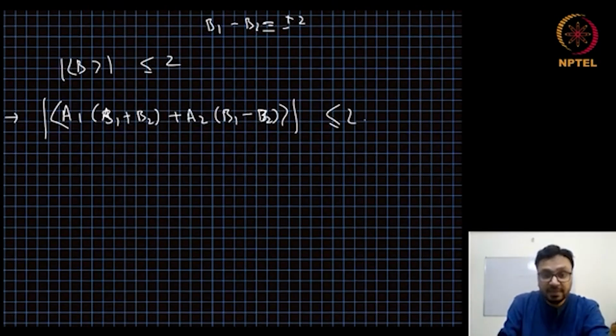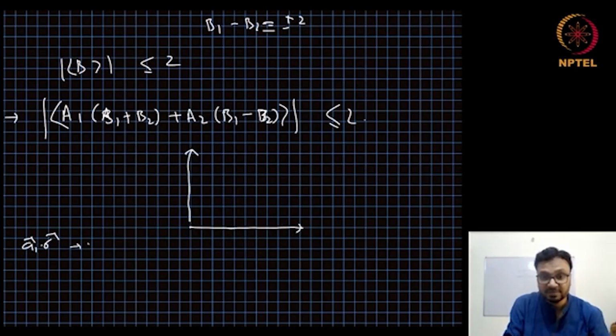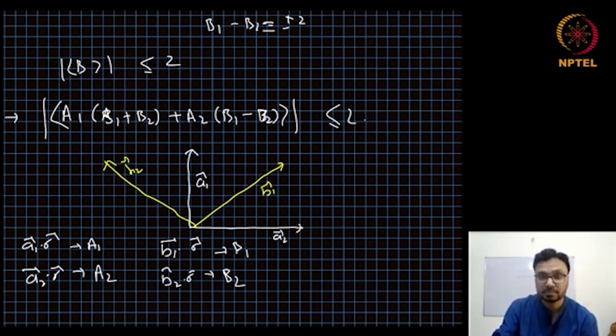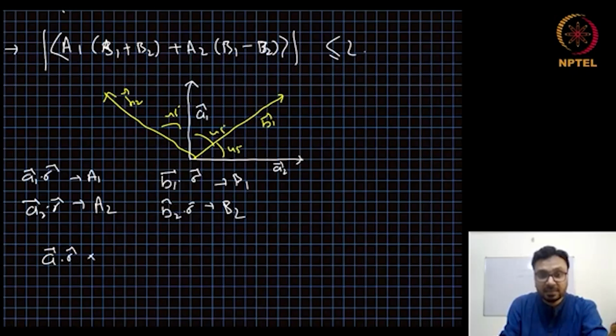Now the contradiction here will be, if we take the vector a1, we are performing the measurement of a1 dot sigma, which will give us A1, and a2 dot sigma, which will give us A2. Similarly, b1 dot sigma, which will give us B1, and b2 dot sigma, which will give us B2. Now we take a1, a2, b1, and b2 all as normalized vectors, and all of them have a 45-degree angle between them. And we know for the singlet state that the expectation value of a dot sigma tensor b dot sigma is minus a dot b.